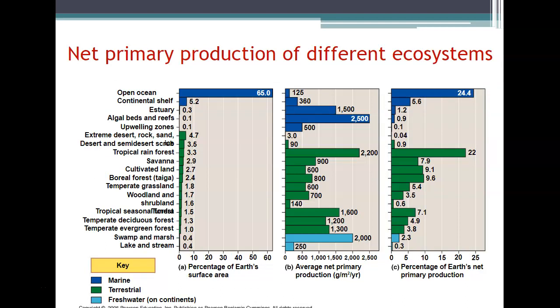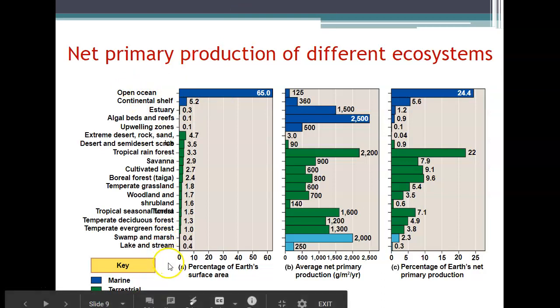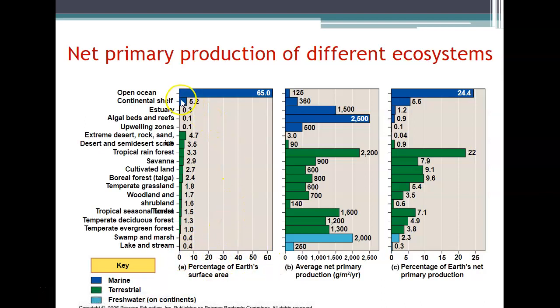So this picture just shows you a couple different things. You can see that across different habitats that exist in the world, where most of them exist in terms of percentage of surface area. So open ocean is a huge chunk of our Earth. And you can see that in blue are the marine habitats. So most of the Earth in terms of coverage is that.